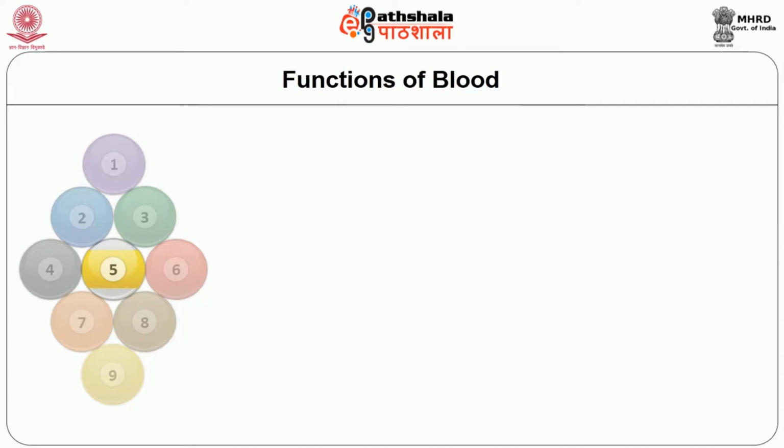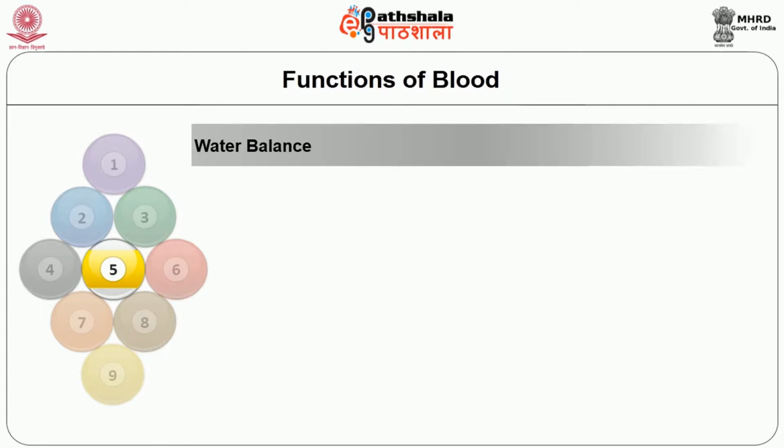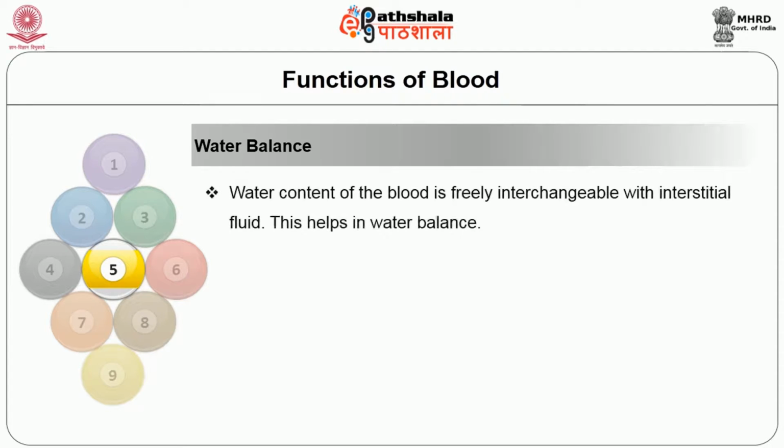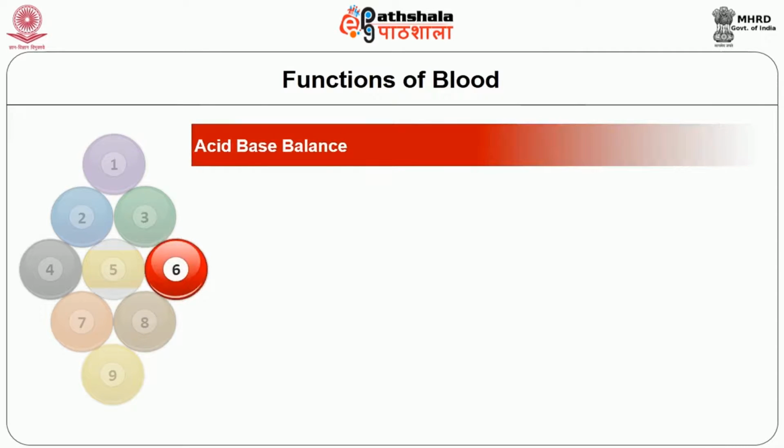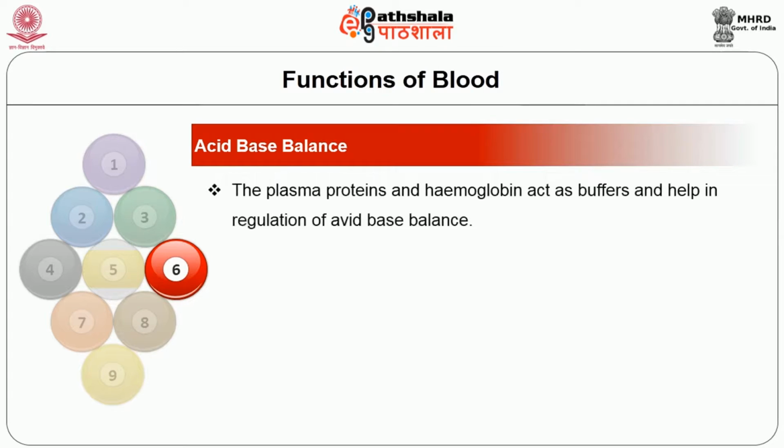The next function carried out by the blood is water balance. The water content of the blood is freely interchangeable with the interstitial fluid. This helps in the maintenance of water balance. The blood is also responsible for the maintenance of acid-base balance. The plasma proteins as well as the hemoglobin act as buffers and help in the regulation of acid-base balance.